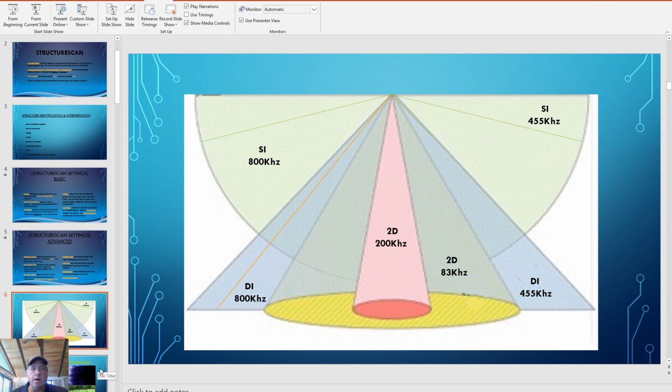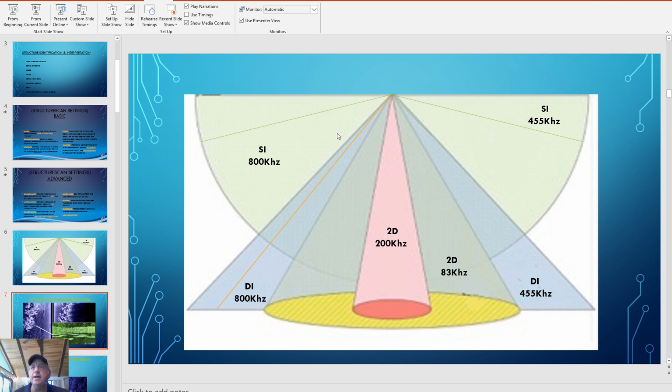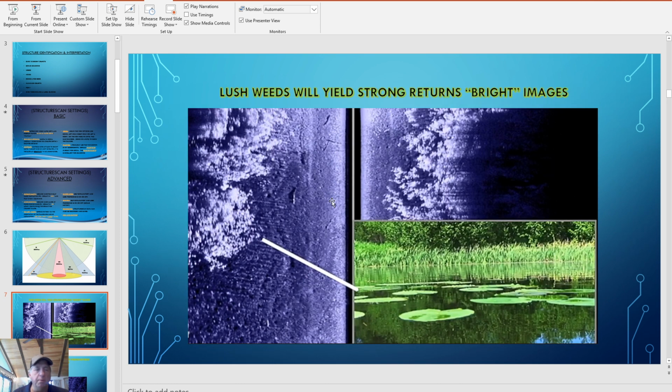From here on, with those basic understandings, we're going to start to take a look at what you are seeing when you're out on the water. Because again, I hear this all the time: I'm not quite sure what I'm looking at.